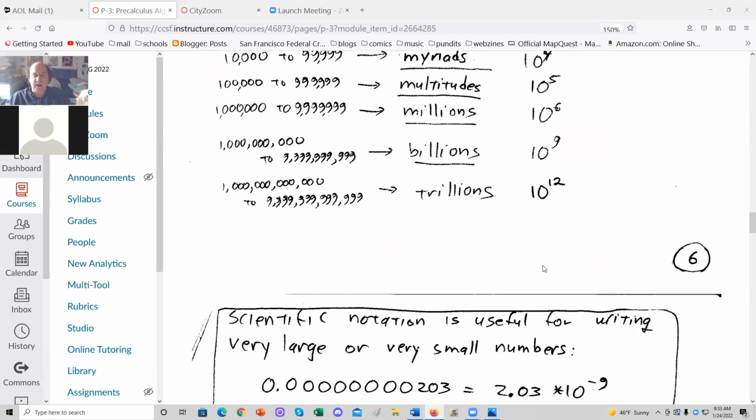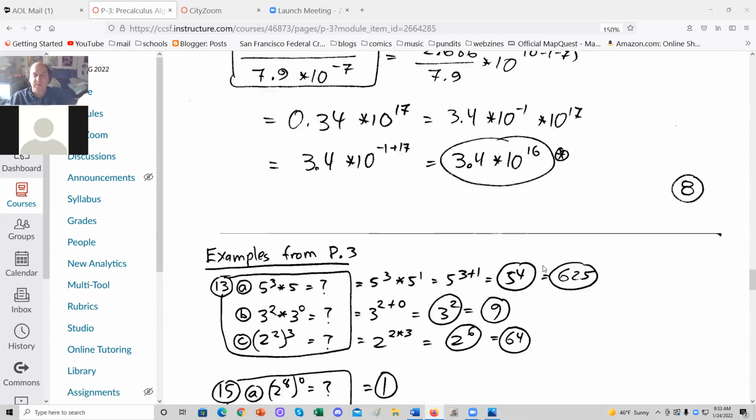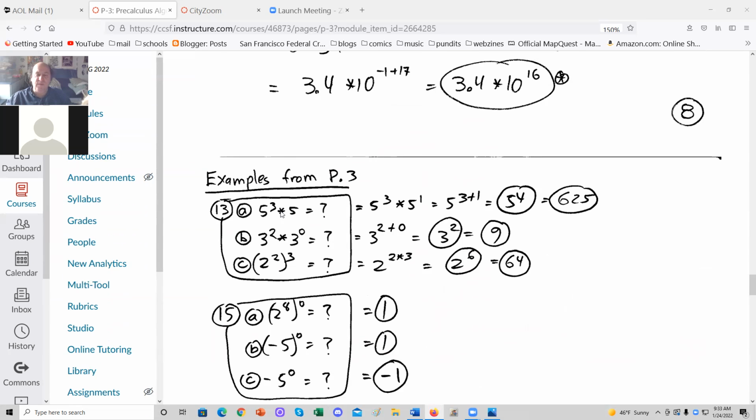So for example, we'll get back to scientific notation in a few moments. So here we go. 5 to the third times 5 is what? Well, 5 is 5 to the 1. So you add 3 plus 1 to get 5 to the fourth. And that comes out to 625. 3 to the second times 3 to the 0. Well, you add the powers. 3 to the 2 plus 0 is 3 squared is 9. 2 to the power 2 times 3. You multiply the powers. 2 to the 6 is 64.